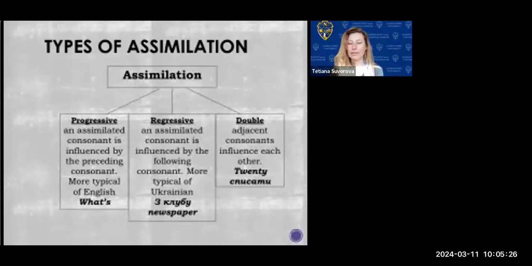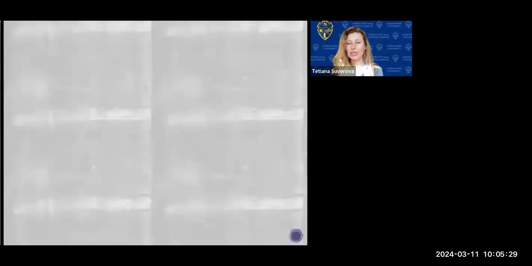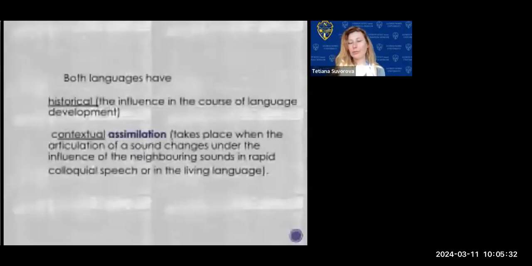Okay, and speaking about this assimilation, we speak about different reasons. One is historical, the influence in the course of language development. So some processes, some deformations happen because of historical facts, and contextual, so due to the situation, maybe some colloquial speech, so people not very well educated mispronounce some sounds, and so on and so forth. So depending on individual characteristics.